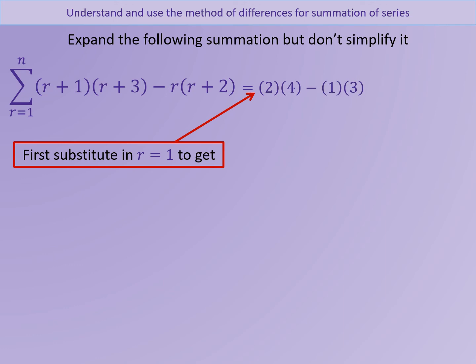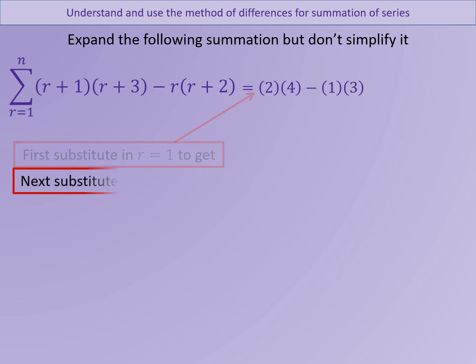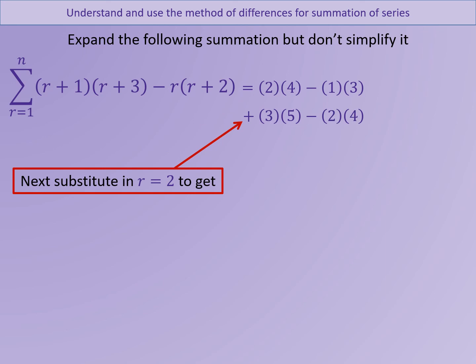So if we put in r equals 1, the first bracket becomes 1 plus 1 is 2, the second bracket becomes 1 plus 3 is 4, we then get minus 1 times 3. So we're not going to simplify that, we're just going to leave it as it is. Now we're going to put in r equals 2 for the next term. I'm going to add it because this is a summation. So we're going to say plus, and then the r equals 2 term will be 3 times 5, take away 2 times 4.